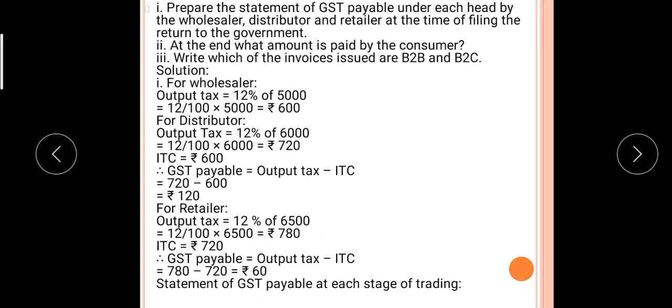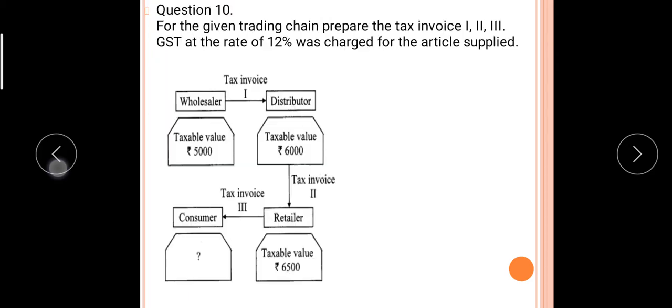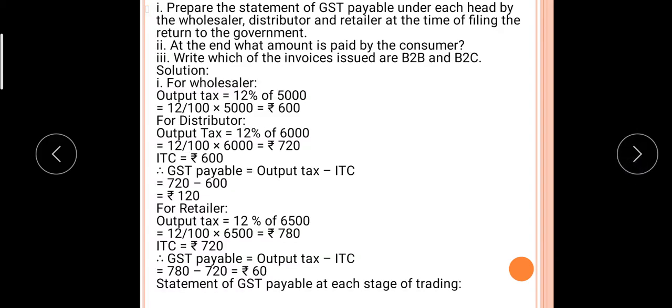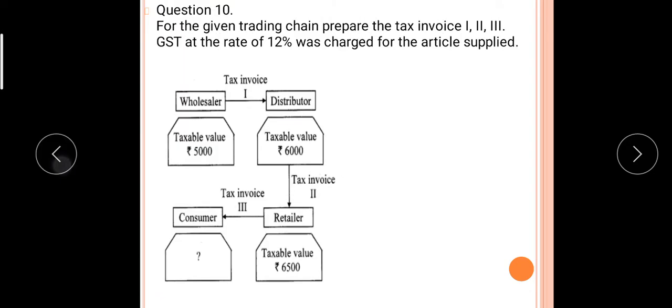Understood? Now for the wholesaler, output tax is what I said. Output tax for the wholesaler is at what price it is selling? 5,000. So output tax is calculated on 5,000, that is 600 rupees. For the distributor, this is a purchasing value and this is a selling value. Wholesaler purchasing value is not given, just wholesaler selling value is given. So selling value given means that this is an output tax.